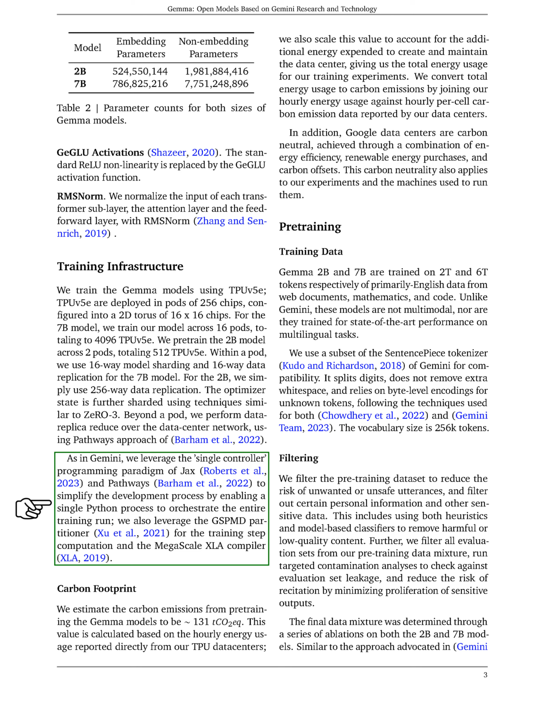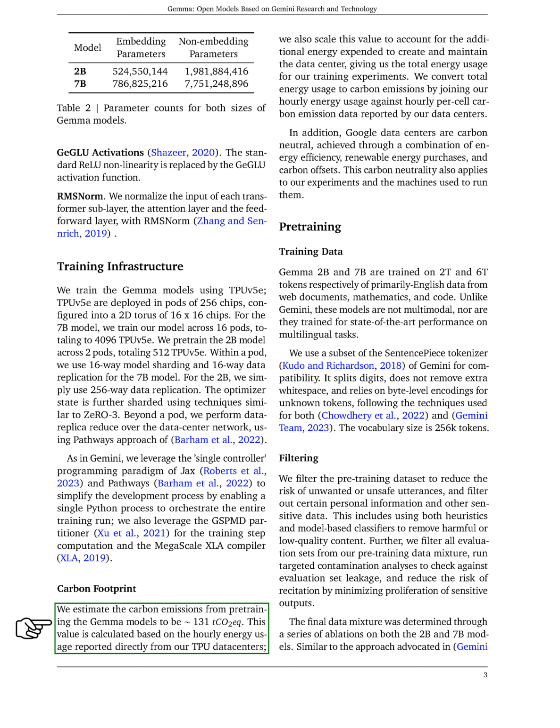Section: Carbon Footprint. In this section, we estimated the carbon emissions from pre-training the Gemma models to be approximately 131 metric tons of CO2 equivalent. This calculation was based on the energy usage data from our TPU data centers, accounting for both the direct energy consumption and the additional energy required to operate the data center. We converted the total energy usage to carbon emissions by comparing our energy consumption with the carbon emission data provided by our data centers. It is important to note that Google data centers are carbon neutral, achieved through various energy-efficient practices and the use of renewable energy sources.